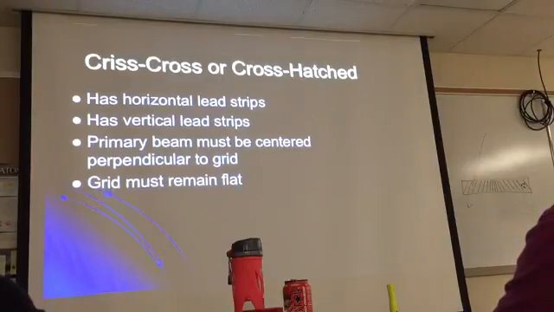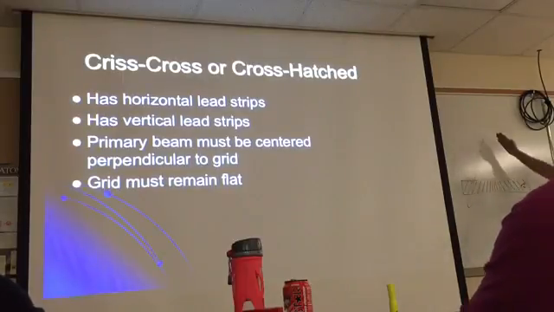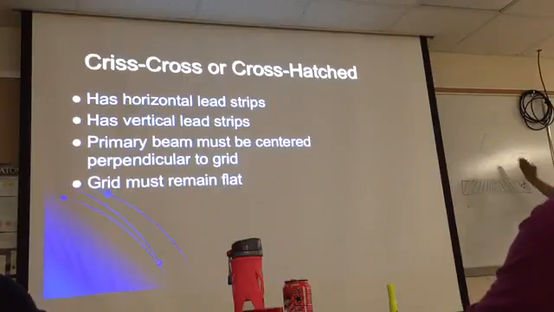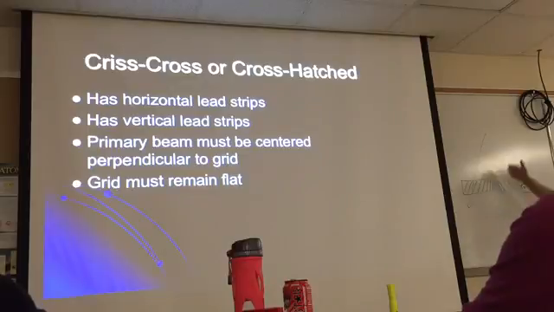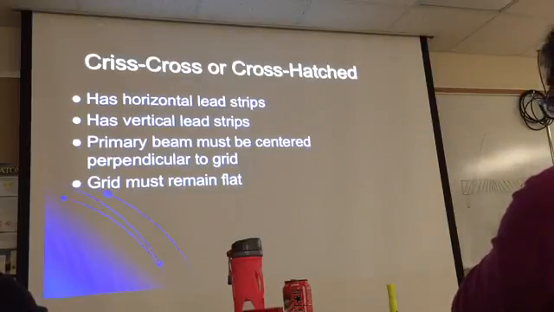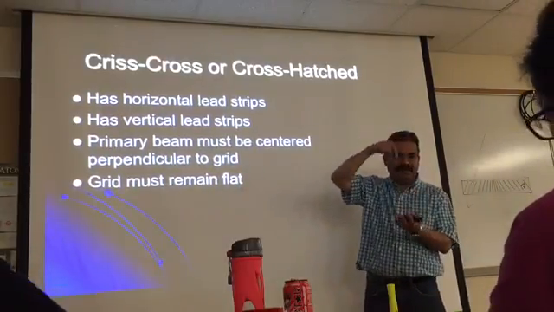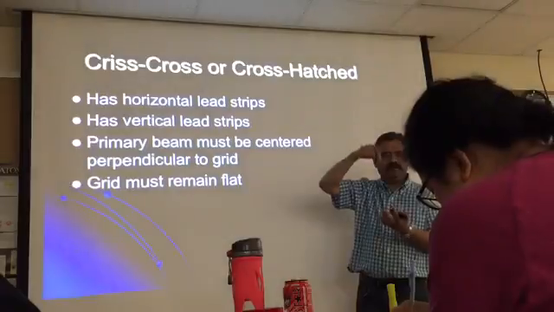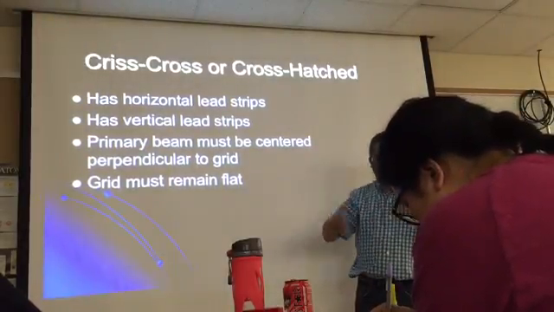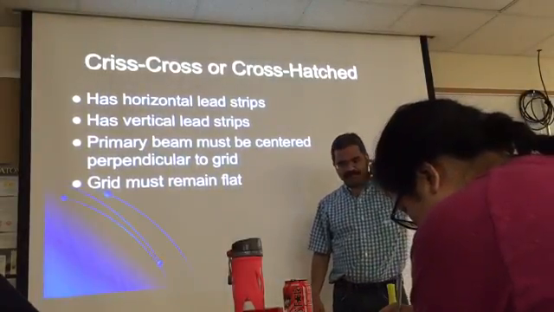All right, grids must remain flat. If you have an angle, think about it. If the divergence of the beam is not perfectly matching, then you're going to have grid cutoff. And so it has to be perpendicular, more than flat. Change that to perpendicular to the beam. The grid and the beam have to be perpendicular. Otherwise, you end up with a grid cutoff.